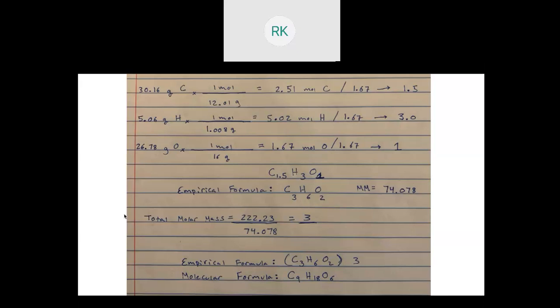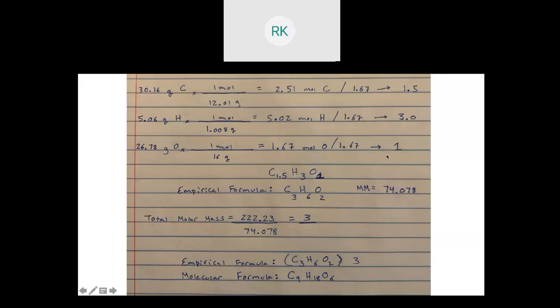And so what this is telling you is in order to go from your empirical formula to your molecular formula, you have to multiply every subscript in your equation by that whole number, which in this case is 3. Okay, and so our molecular formula will be C9H18O6. Okay, now I'll pull up questions. Just couldn't really talk through it.